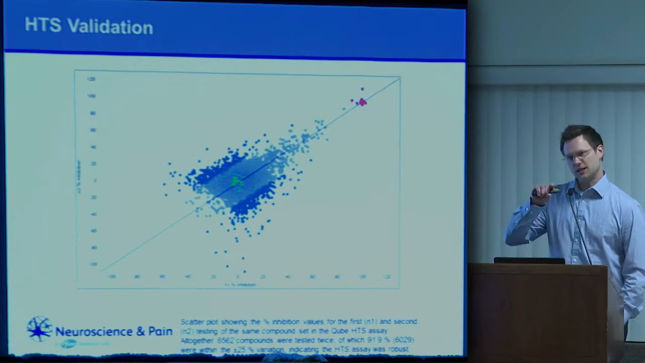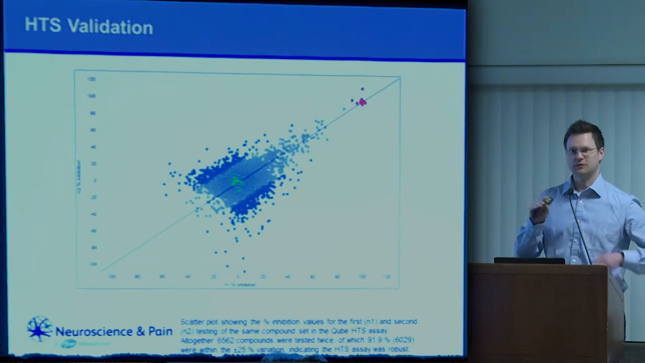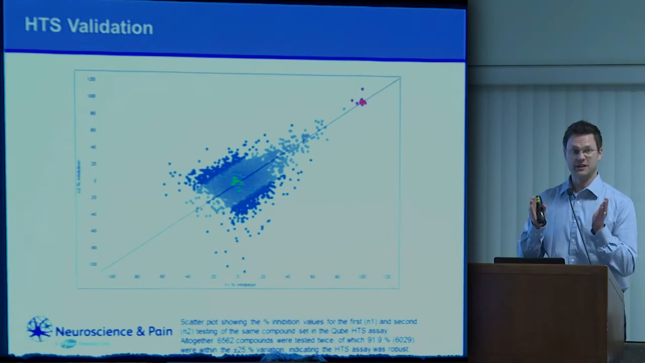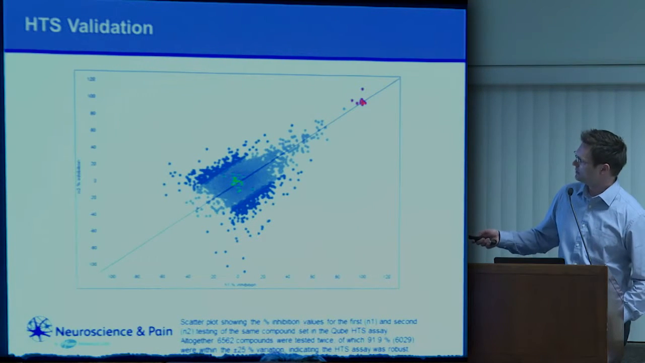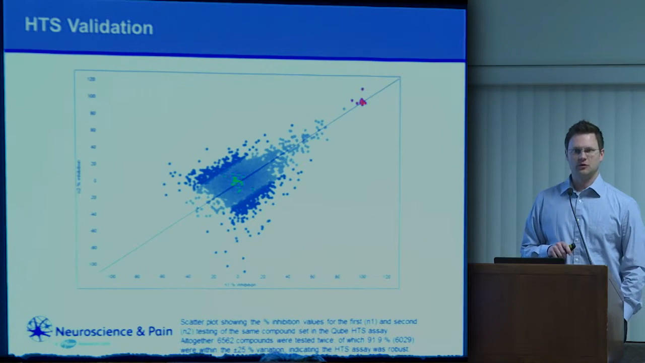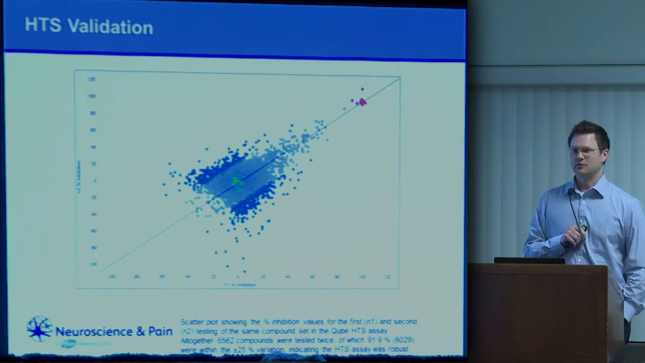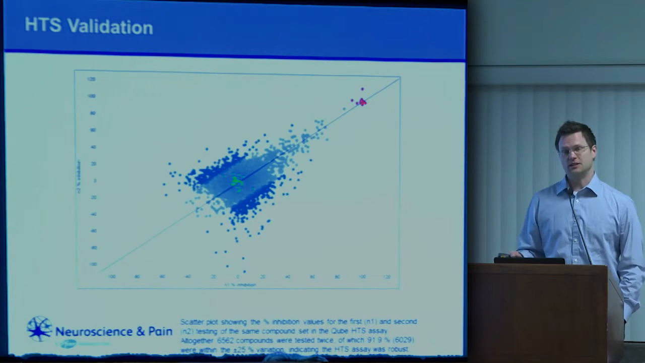So anything within that band we would consider to be robust and reproducible between n equals 1 and n equals 2. That's within our vehicle control noise, basically. And happily, in this plot, about 92% of all the compounds are within that plus minus 25% variation band, which is a fairly good result, leading us to believe that indeed the single point HTS determinations would be robust.